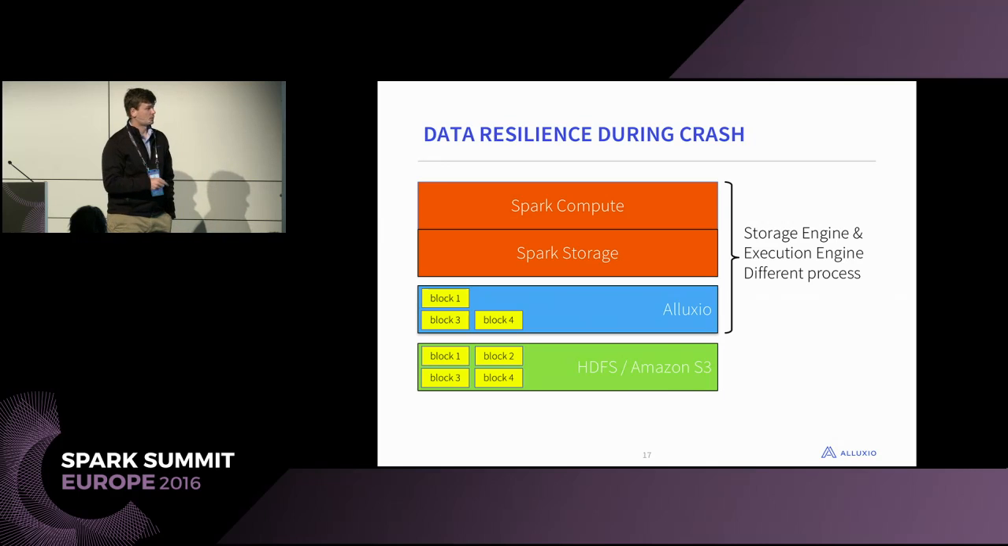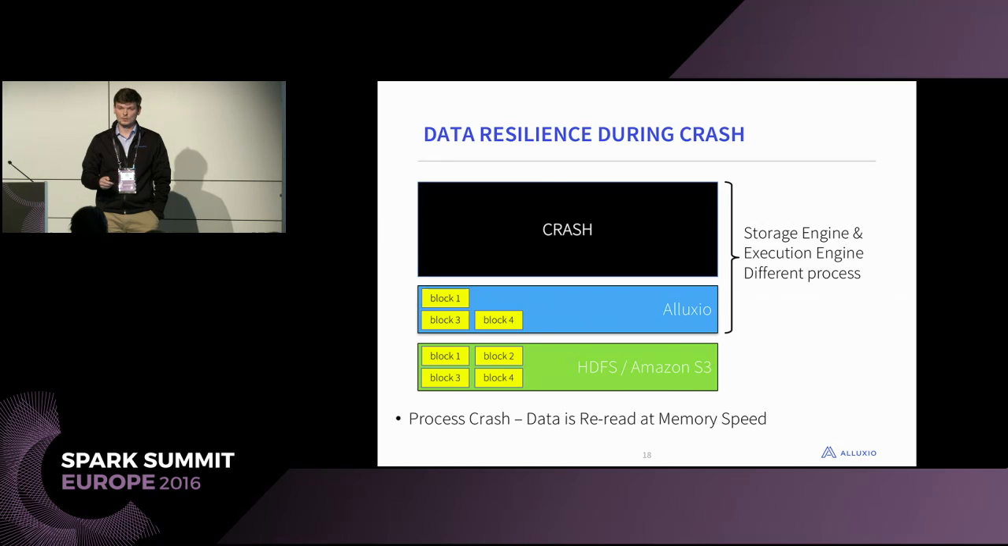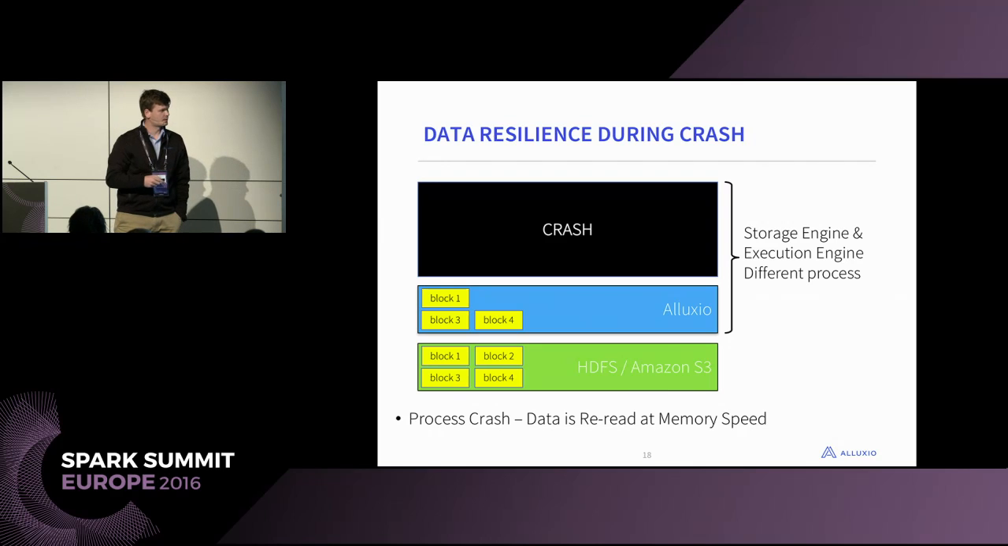If Alluxio is used as the storage layer for Spark, the data is immune to the loss. Sure, you still need to rerun your computation, but the data that the application was using will very likely still exist in Alluxio and can be reread at memory speed.